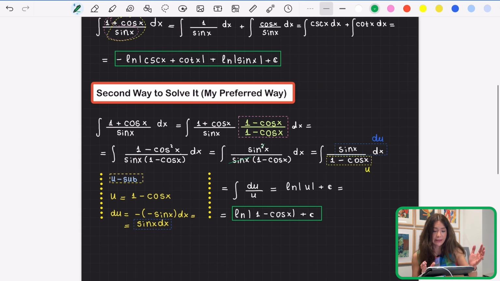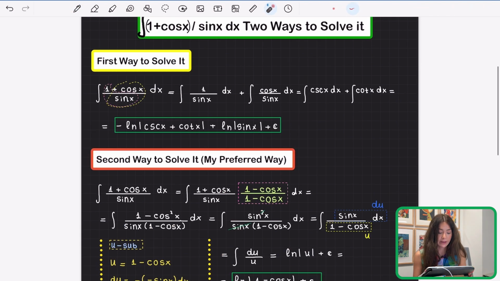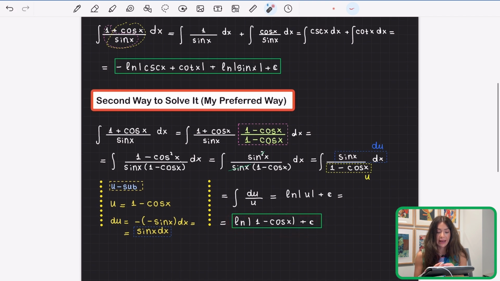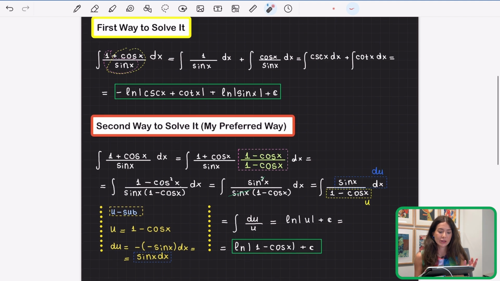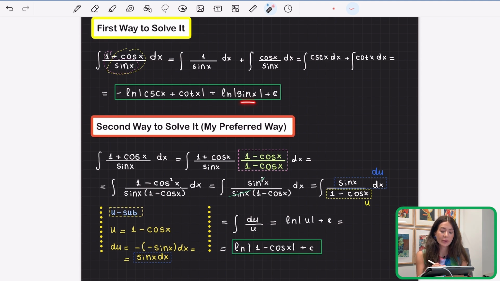Now, the problem is that the first way that we solved gave us this answer, and the second way we solved gave us this answer. At first glance, they don't look like they are the same. But if you are ever wondering if you got the same answer when you solved something two different ways, whenever you're dealing with trigonometry, you can test a specific angle. For example, pi over 2 is a good angle to test because cotangent is cosine x over sine x.